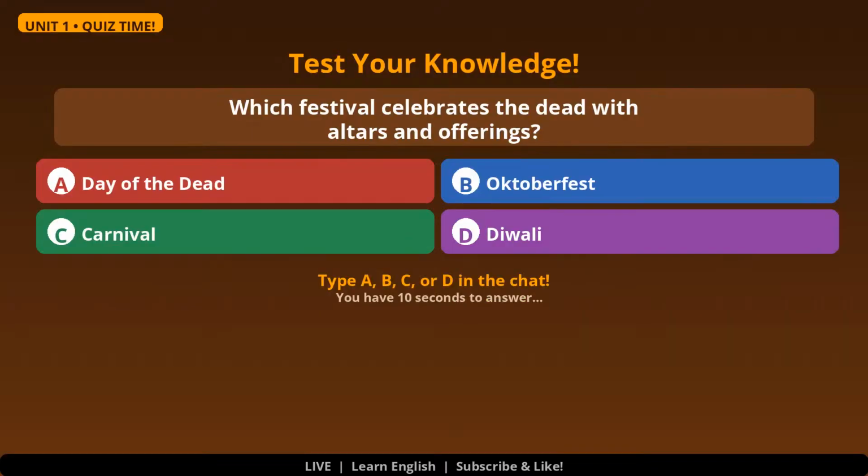Can you get this right? Here's the question. Which festival celebrates the dead with altars and offerings? Option A, Day of the Dead. Option B, Oktoberfest. Option C, Carnival. Option D, Diwali. Think about it. Type A, B, C, or D in the chat. You have 10 seconds.